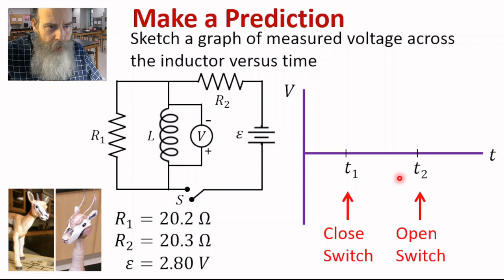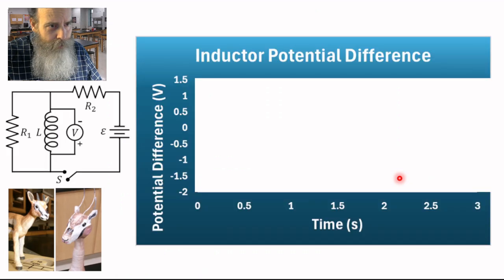Spend a few moments to make your prediction. I'm going to give you a hint. Between 0 and T1, the voltage across the inductor is 0. So now take some time to make your prediction and draw your graph. Okay, you have had time to make your prediction.